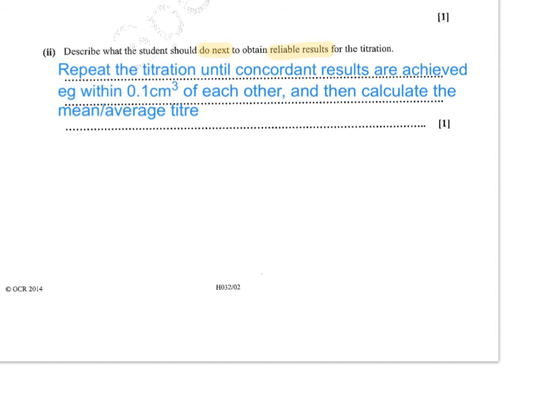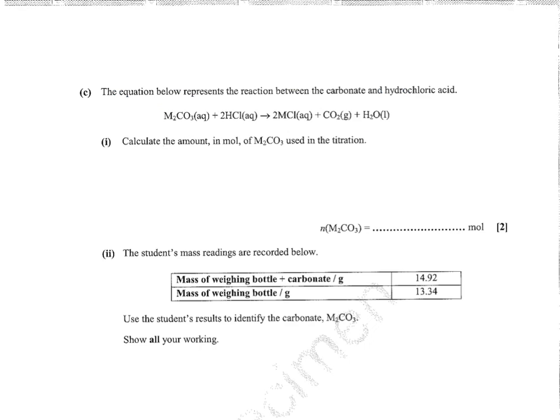So there's two things that need to be done to actually obtain a reliable result. You actually have to do the titration again and repeat it until you get concordant results that are within 0.1 centimetres cubed of each other. The standard concordancy limits for A level are 0.1 centimetre cubed. That's just something you need to know. And obviously once you've got your two concordant results, you can take a mean or an average, and then it gives you something called the average titer. So finally, on that question, let's move it on.